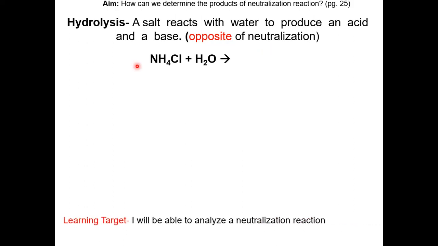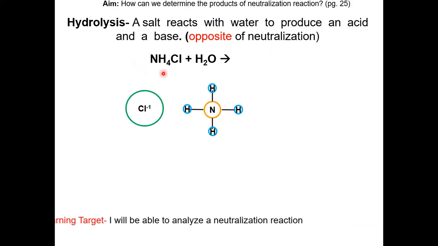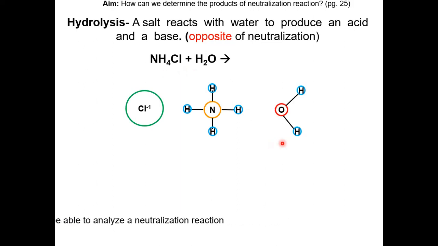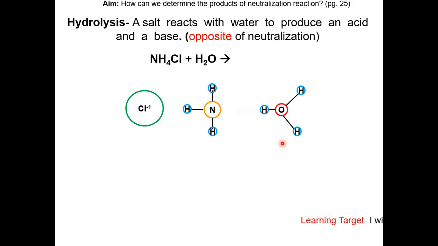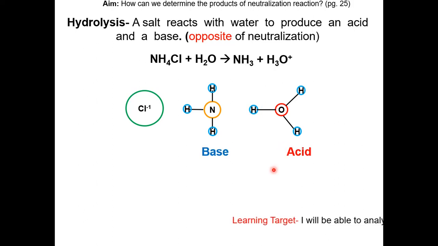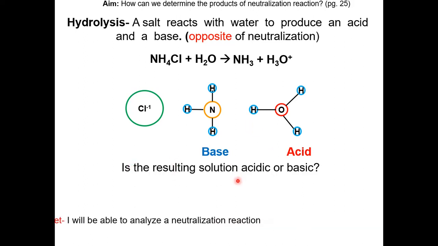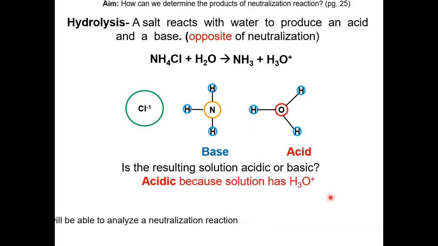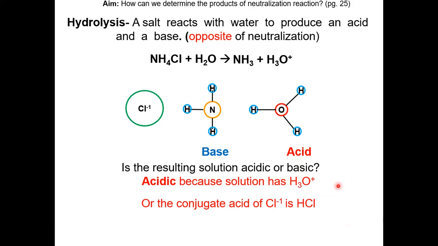Let's look at an example. NH4Cl is a salt and is reacting with water. In a hydrolysis reaction, water is used to split a molecule into 2 pieces, as you can see here. So the products of this reaction are NH3 and hydronium. Hydronium is an acid. Is the resulting solution acidic or basic? It is considered acidic because the solution has hydronium.